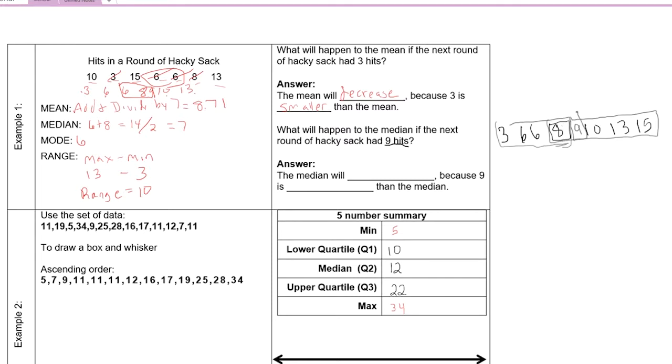So we have to add the 2 numbers in the middle and divide by 2. So 8 plus 9 is 17, divided by 2 is 8.5. So the old median was 8, and it is now 8.5. So that means the median will increase, because 9 is larger than the median.